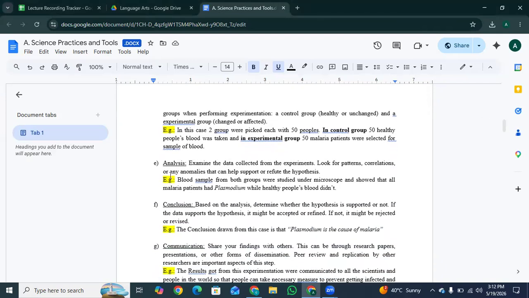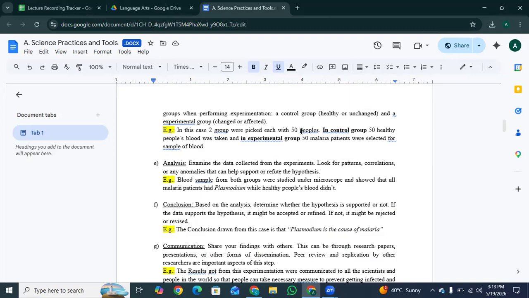The next one is analysis. Examine the data collected from the experiments, look for patterns, correlations, or any anomalies that can help support or refute the hypothesis. So, basically, carefully studying the data and information you collected from the experiment to see what it proves. It is basically analysis.